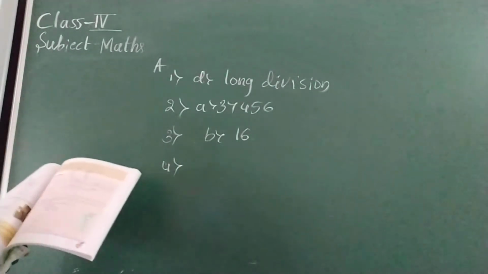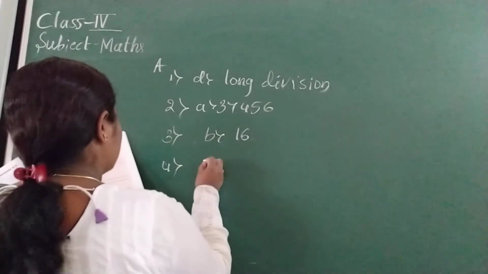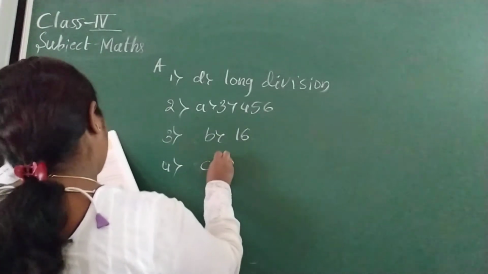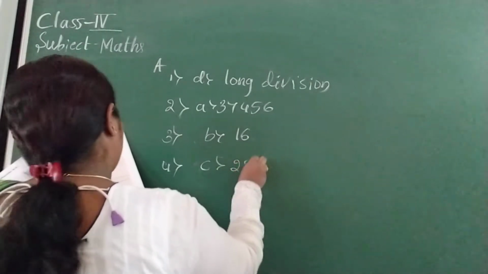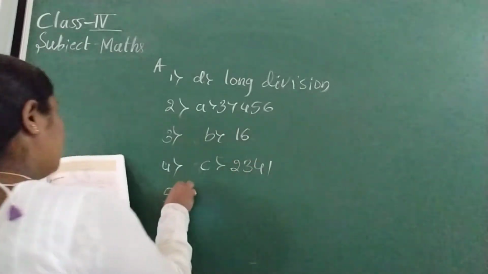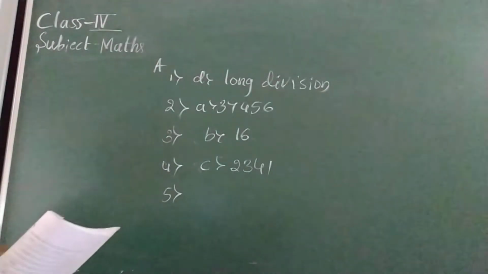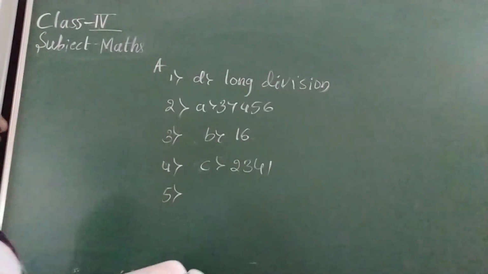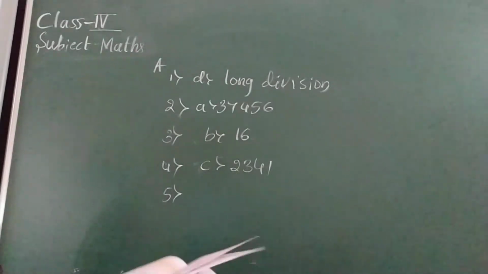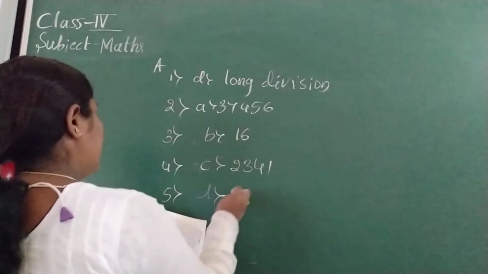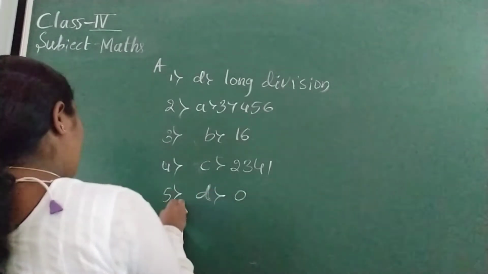Then the fourth one. The quotient is. Which is the answer? That is C, 2341. The fifth question: the remainder. Is there any remainder? No. We got 0 as the remainder. So option D, 0 is the answer.